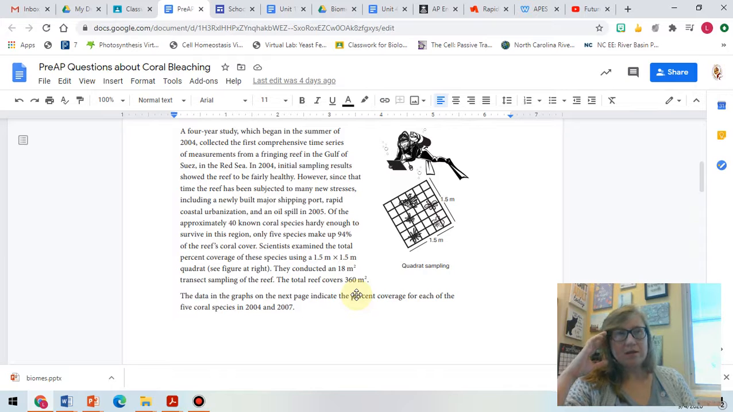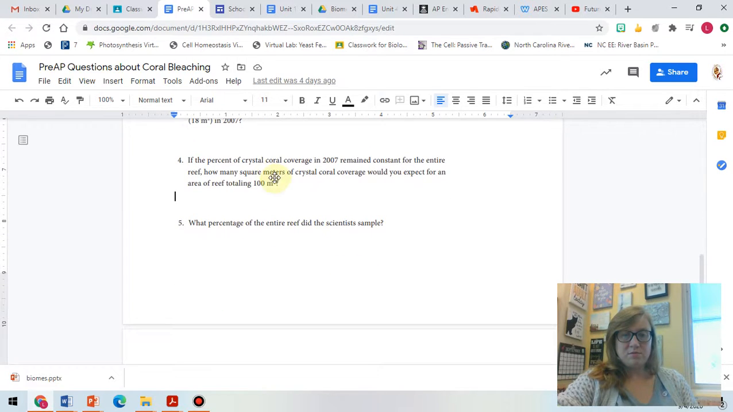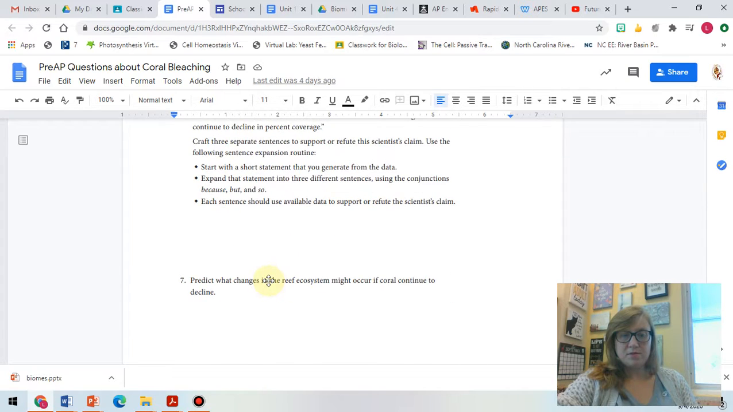You should get a decimal number. So 18 meters squared divided by the total will give you a decimal. You have to multiply by 100. So hopefully that helped you walk through these. Yep, those are the math questions.